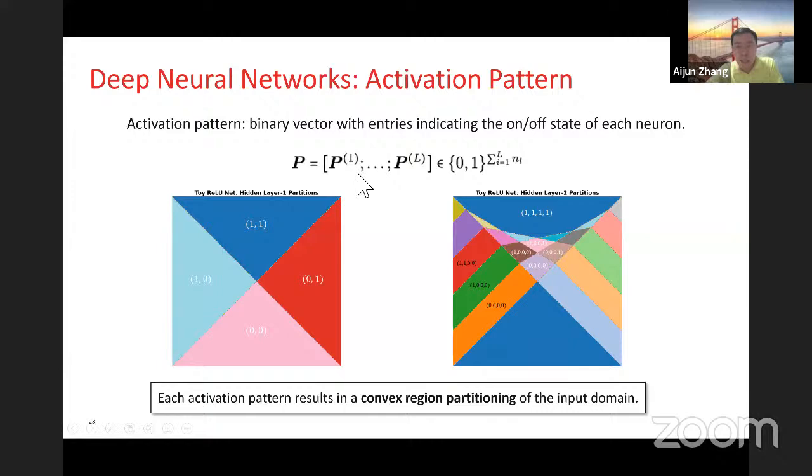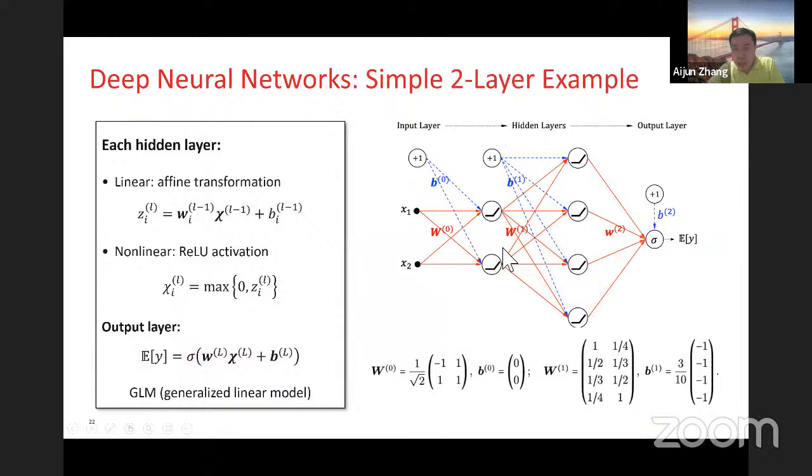I still have to refer to this diagram, right? We have a simple one: two layers, the first layer has two neurons, one neuron, another neuron, and then the second layer has four neurons. Keep in mind, we have two neurons in the first layer and four neurons in the second layer. How do they do the job?